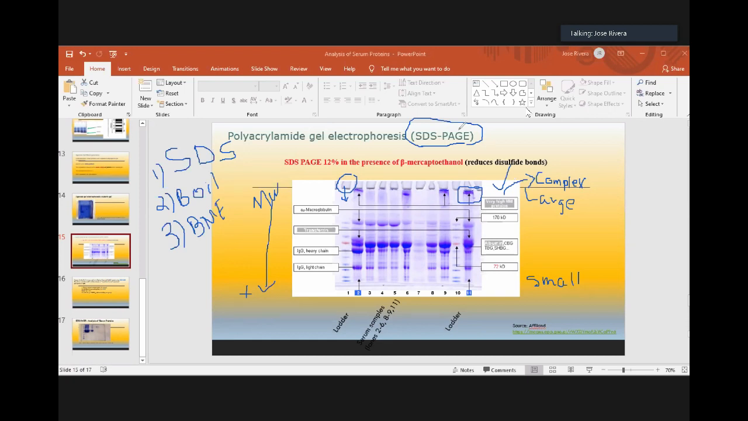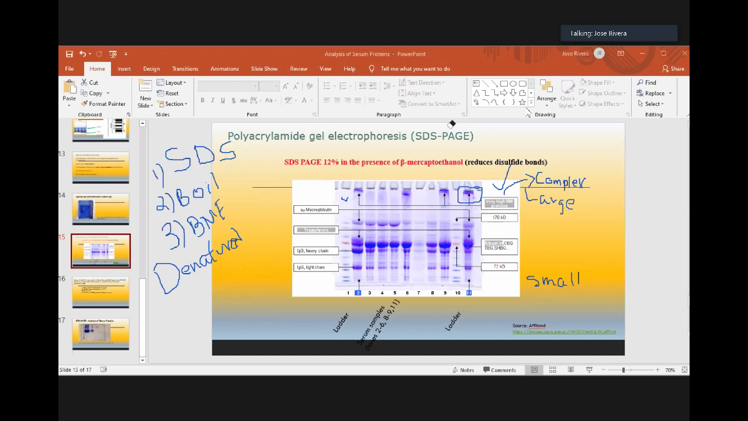But in any case, some of the main points here are that they're moving by size, they're moving by molecular weight, like I said. They're denatured. So the proteins here are completely denatured, and they're not native anymore. These will be denatured.